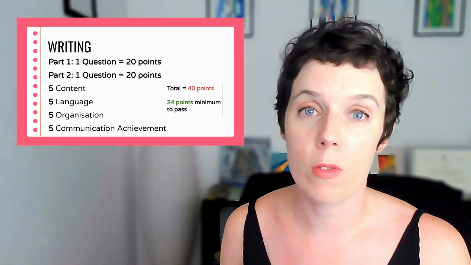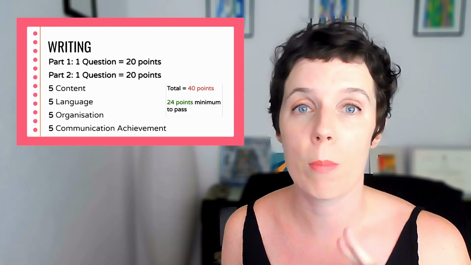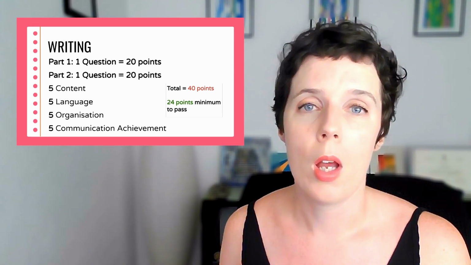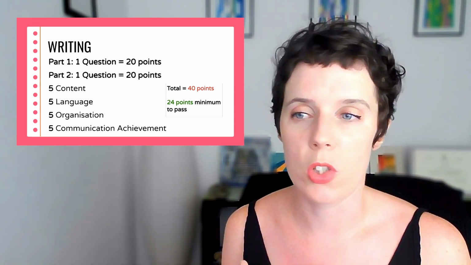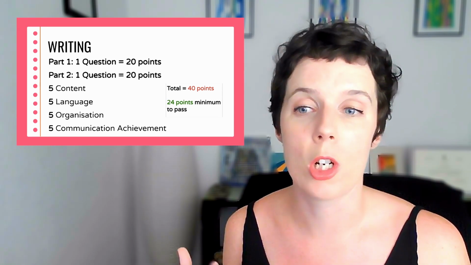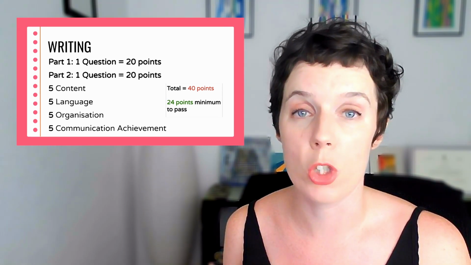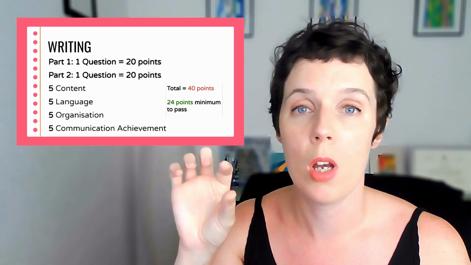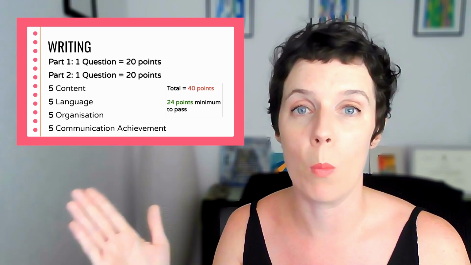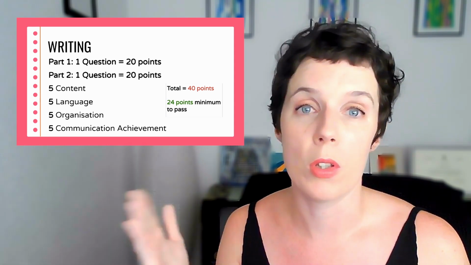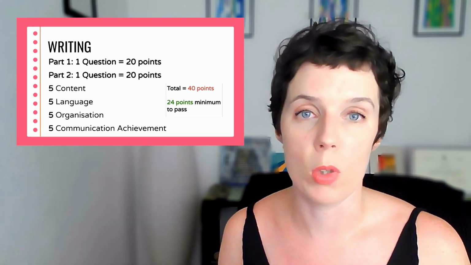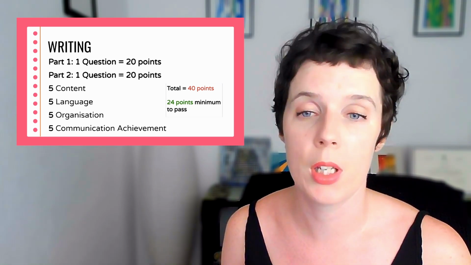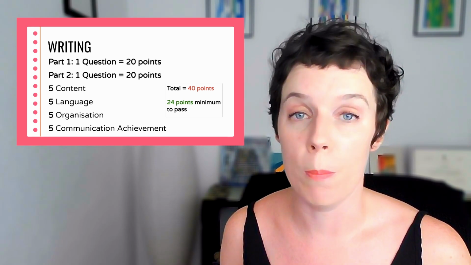Moving on to writing. Writing, as you should know, you've got 2 parts to your writing, part 1, part 2, and each of your writing is worth 20 points in total. Your marking criteria for this, so you're marked out of content, language, organisation, and communicative achievement, and you get a maximum of 5 points for each criteria. So you can get from 1 to 5 for content, from 1 to 5 for language, 1 to 5 organisation, 1 to 5 communicative achievement. Okay, so your total is 40 points. You need 24 points minimum to pass.